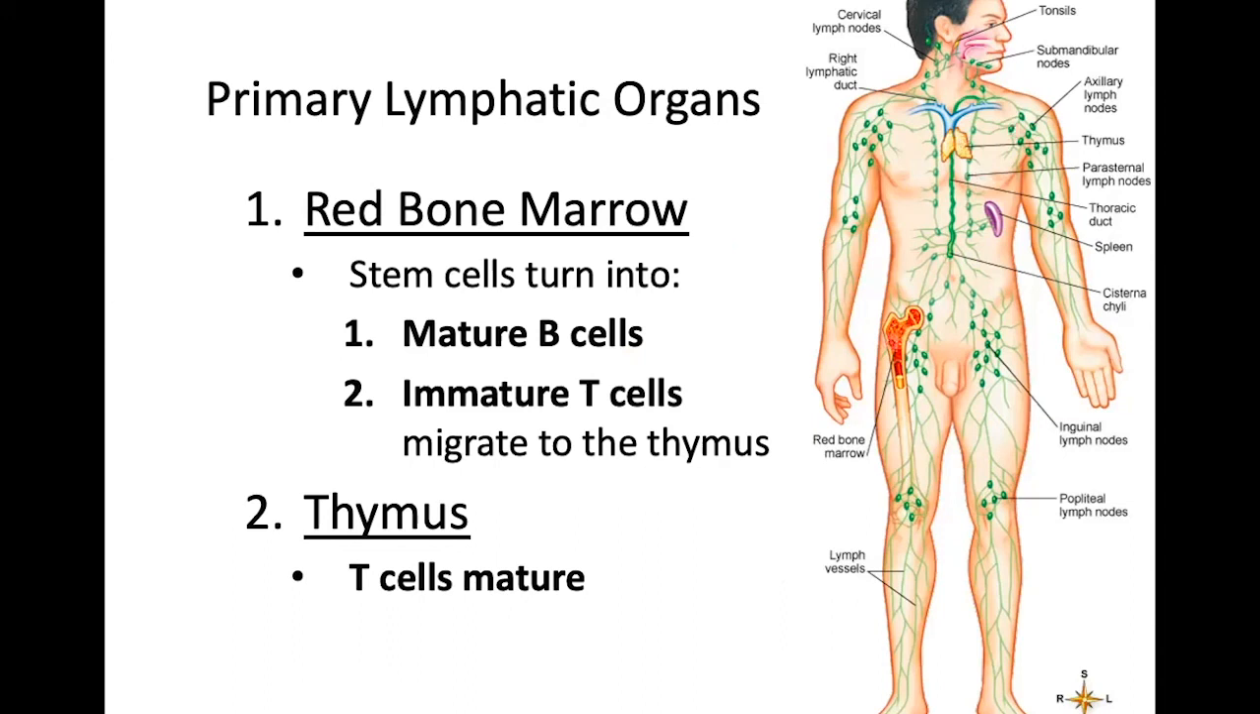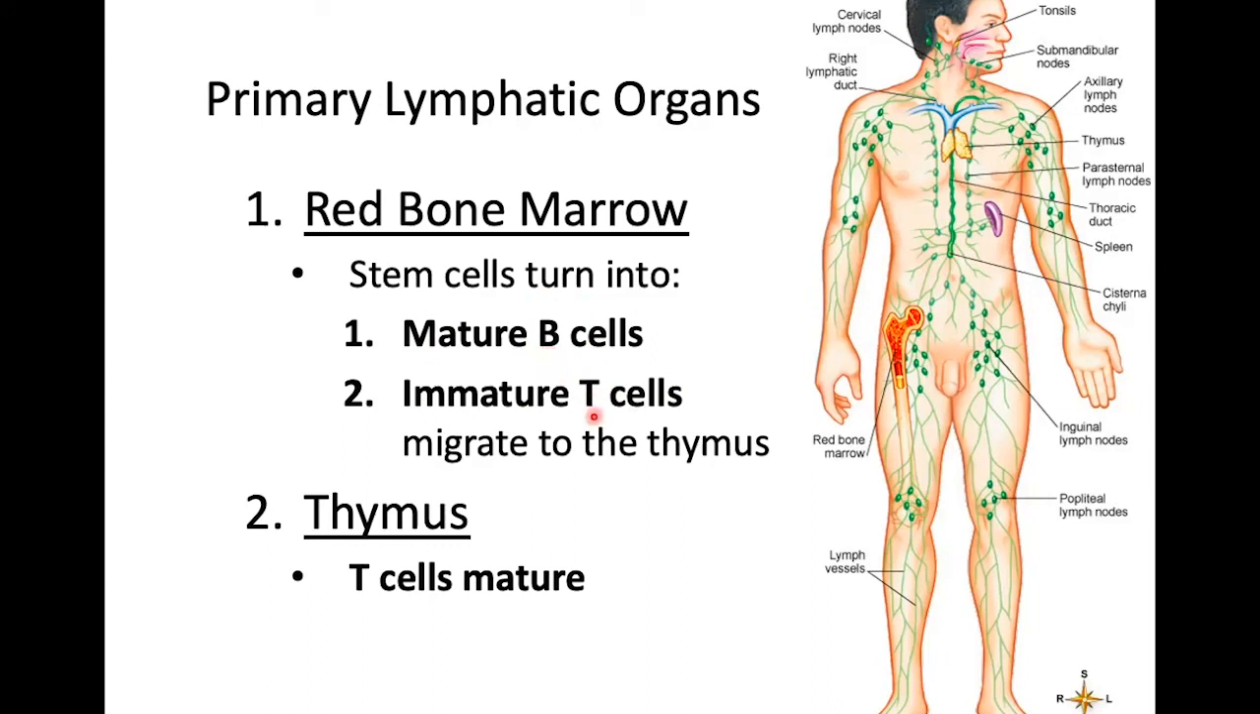The red bone marrow is the site of blood cell production, right? We learned about that, hematopoiesis. And not only red blood cells, but also white blood cells. Our lymphocytes are one of our types of white blood cells that are produced. Now, there are immature lymphocytes that are produced by our bone marrow. The immature B cells are going to stay in the bone marrow and mature in the bone marrow. Okay, so you can associate B for B cell with bone marrow for the site of maturation.